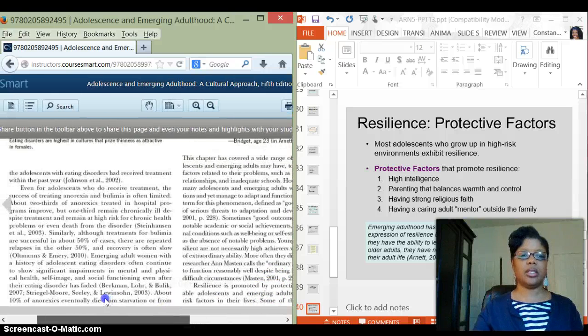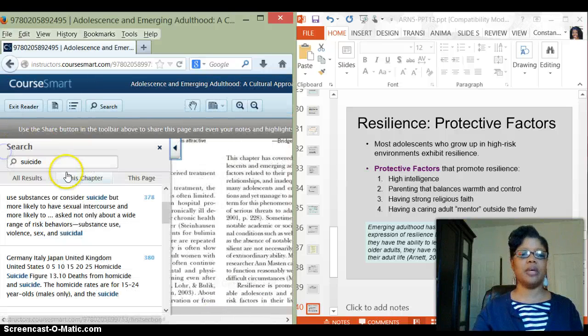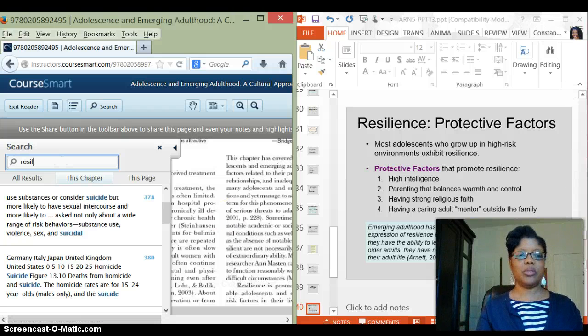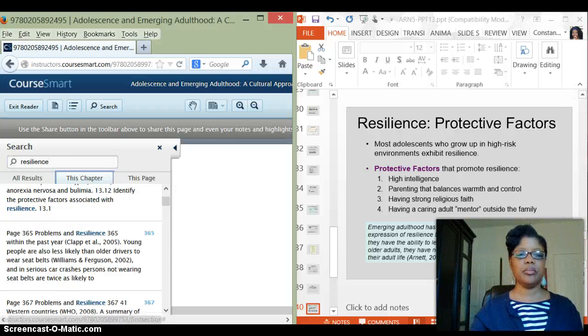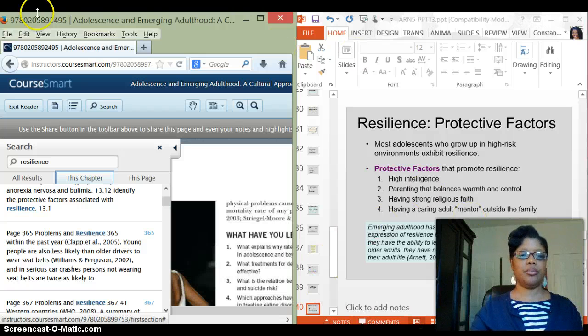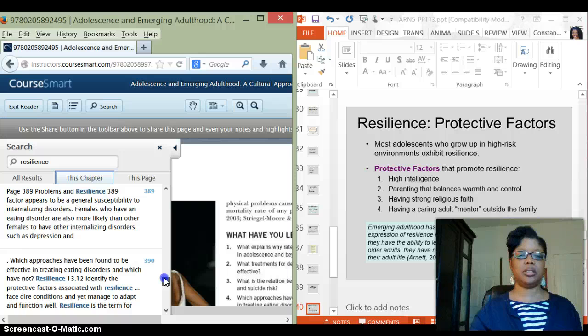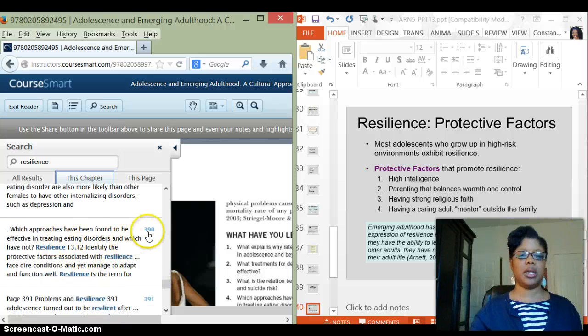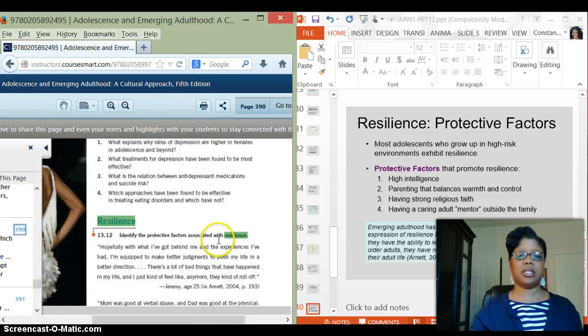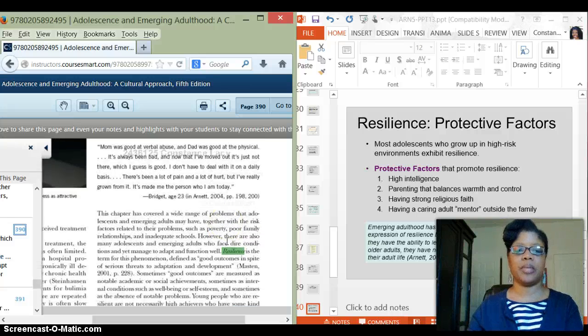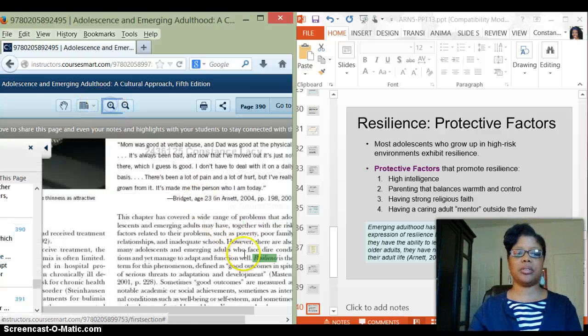So to show you how this course smart works, I just love this. I'm going to type in resilience. I know it's on page 390. Let me see if I can get my cursor to move down to page 390. Okay. Click there. I've clicked. Okay. And I'm going to go over and see if it highlights. Yes, and it highlights the terms for me. That's great. So right here, I'm going to make it just a little bit bigger so you can see it.